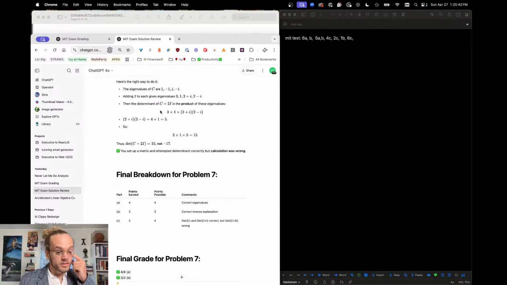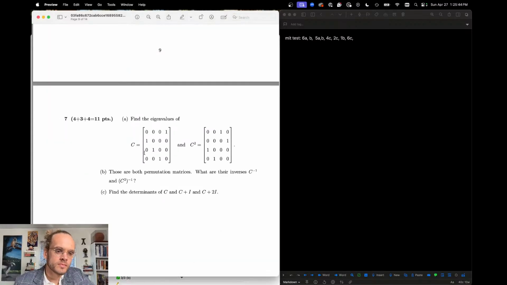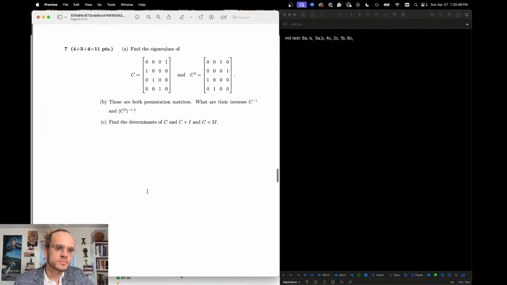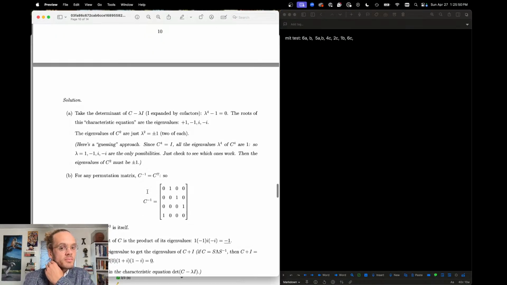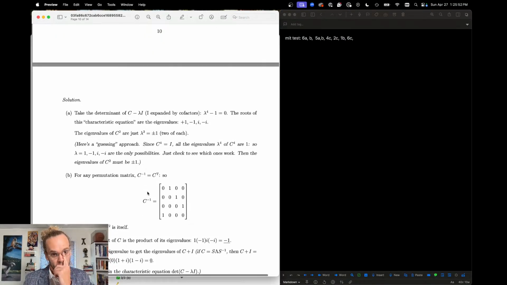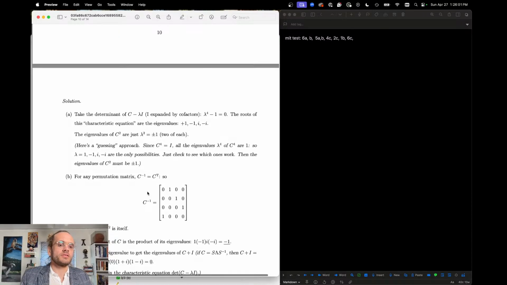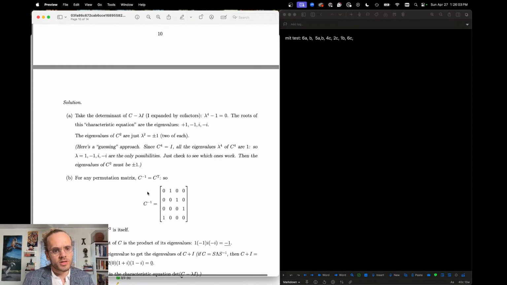Not bad. 9 out of 11. So to take the determinant of this, expanded by cofactors, I get lambda to the 4th minus 1 equals 0. I totally got these right. Eigenvalues are plus or minus 1, plus or minus i. Eigenvalues of C squared and lambda squared are just plus or minus 1, 2 of each.